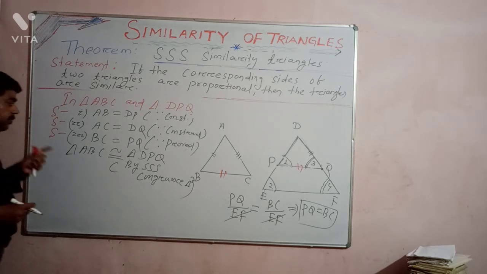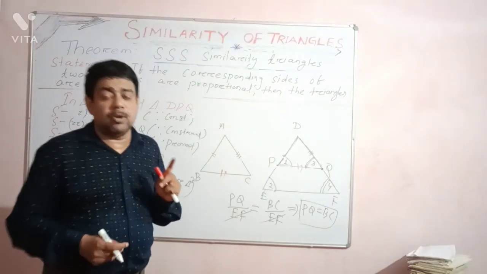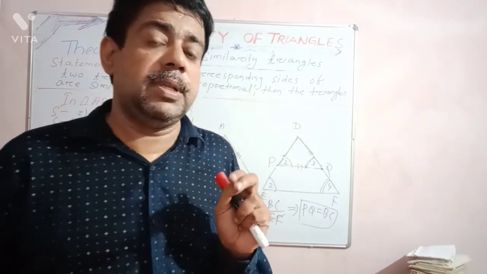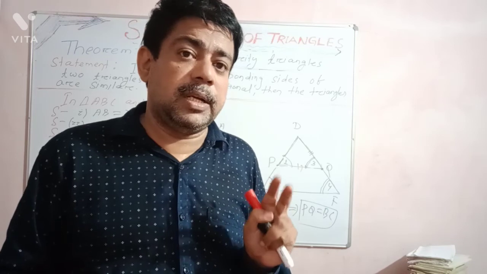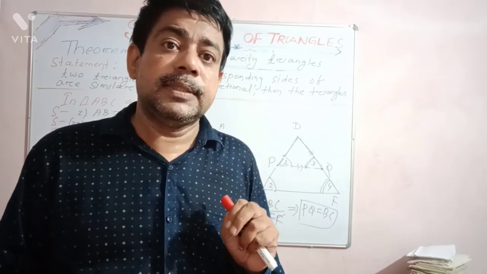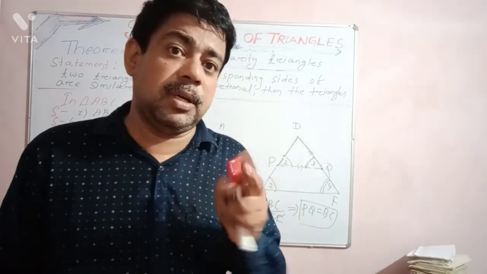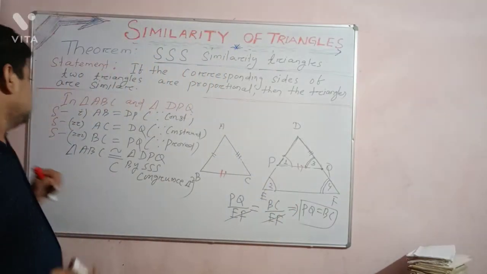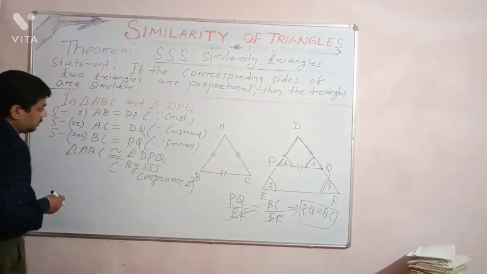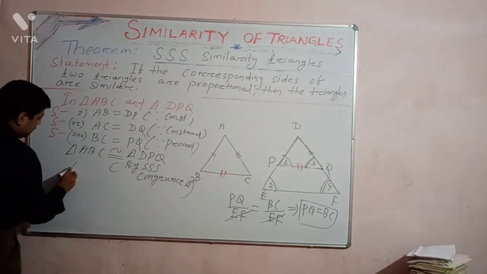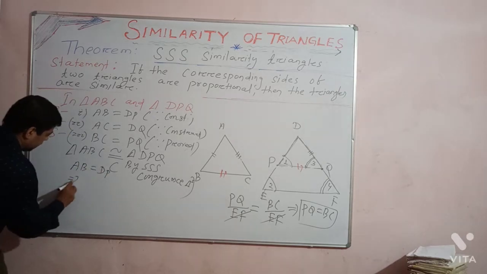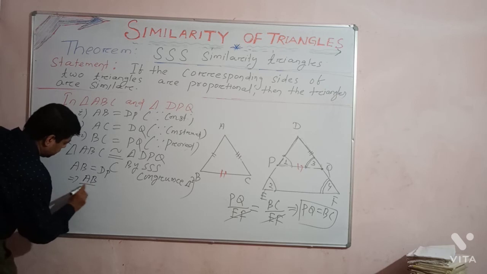And we know that if two triangles are congruent, they must be similar. The two triangles are congruent, they are always similar. But if two triangles are similar, they may or may not be congruent. The converse is not true. Okay. So here, how can you also see that? Look at here: AB is equal to DP. That implies AB by DP is equal to how much? Can be written as 1 or not?